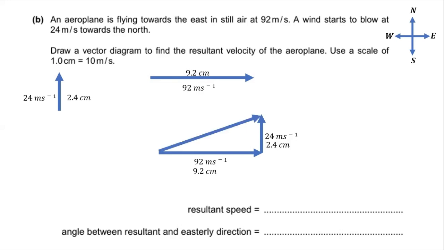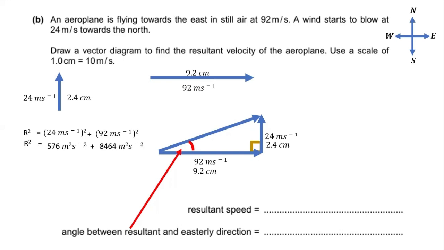So we can see this angle is the angle between the resultant and the easterly direction. This is a right angle triangle. We can use Pythagoras theorem again, which is r squared equals (24 meters per second) squared plus (92 meters per second) squared. So r squared equals 576 m²s⁻² plus 8,464 m²s⁻². So r is equal to the square root of 9,040 m²s⁻².